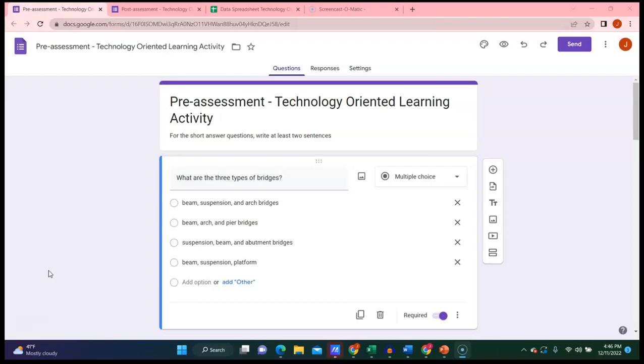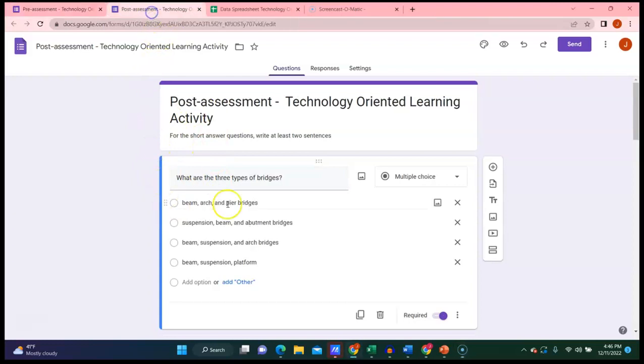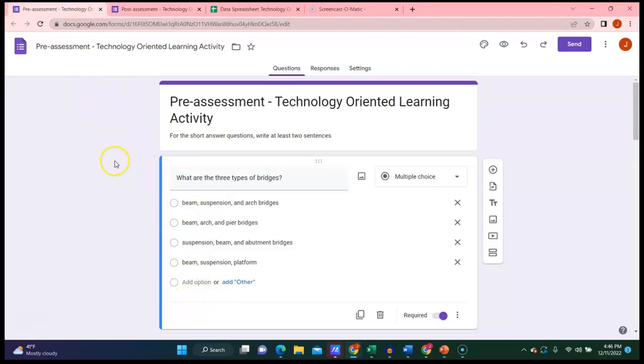The pre and post assessment were virtually the same, so their scores could be compared at the end. Answer choices were switched around so that they could not be memorized. So this is the pre-assessment, and this is the post-assessment. And you can see that they're pretty much the same. The answer choices have just been switched around. So for the purpose of the video, I will just focus on the pre-assessment.